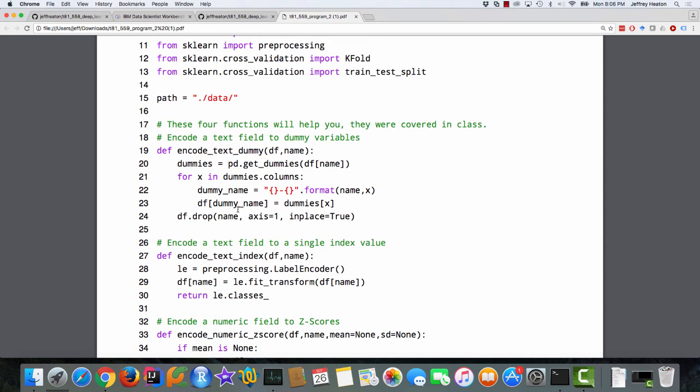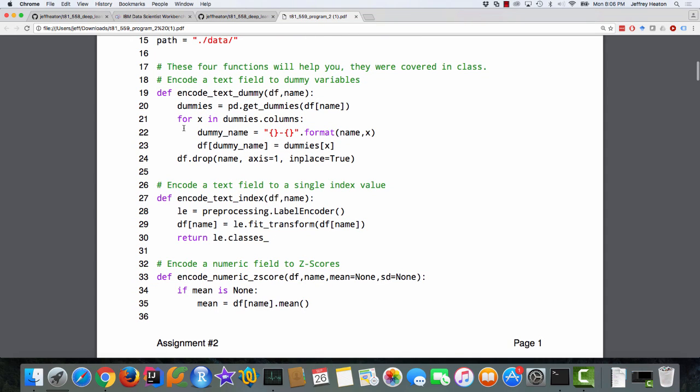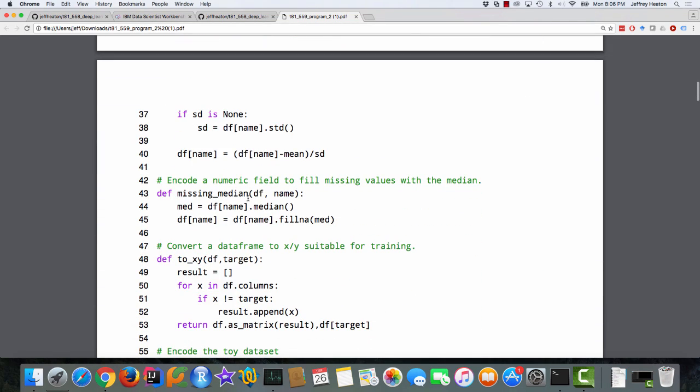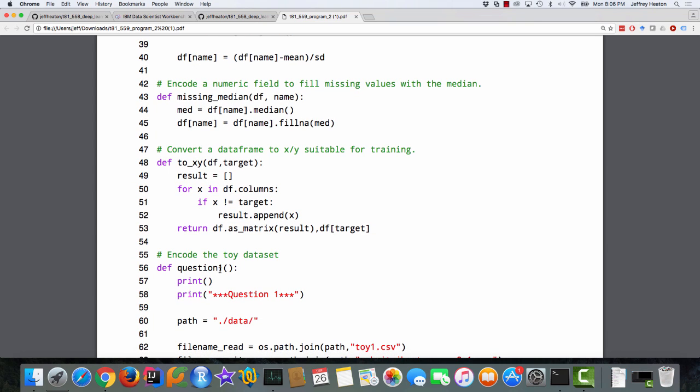The helpful functions that you would need, I already put into the skeleton. So you'll need to encode text dummy, you'll need to encode text index, and the numeric z-score. I also gave you the missing median and the 2xy. So I'm giving you very much an indication of which of those functions I think you should be using for that.